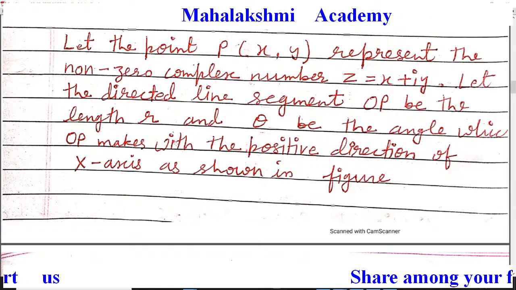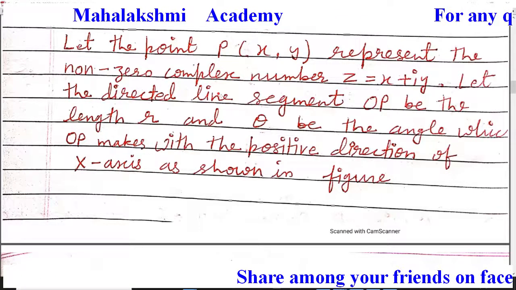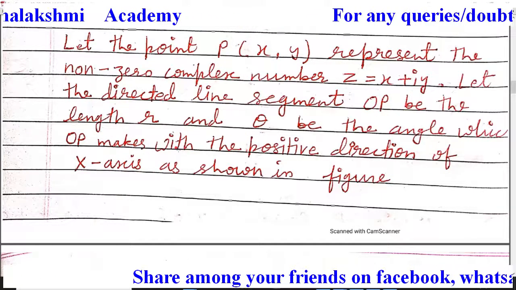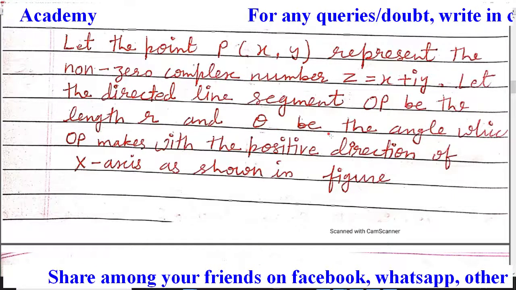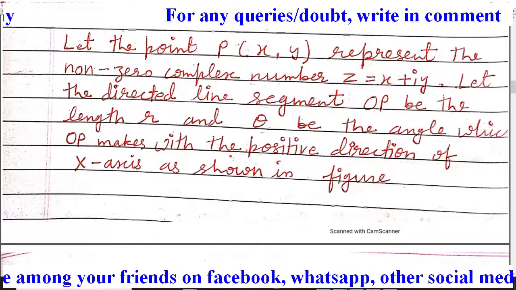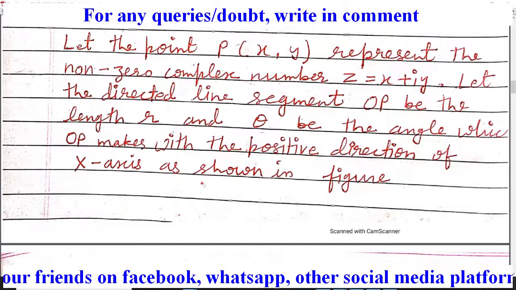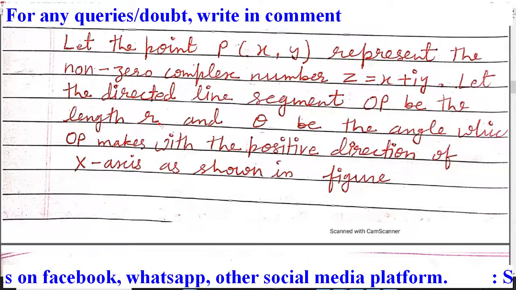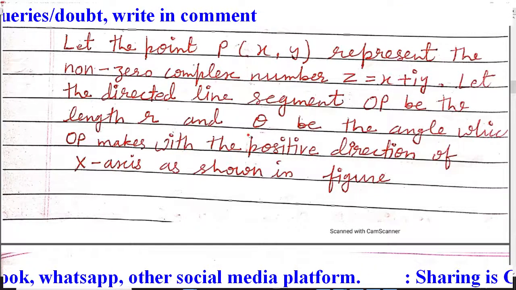Let the directed line segment OP be of length r and theta be the angle which OP makes with the positive direction of the x-axis as shown in the figure. So I hope it's now clear to you what r is and what theta is.